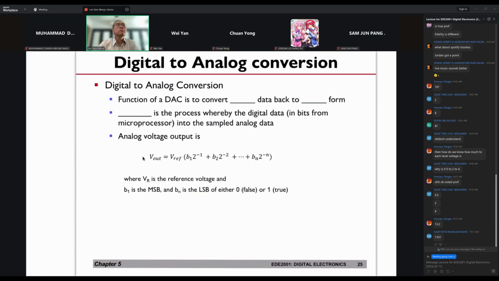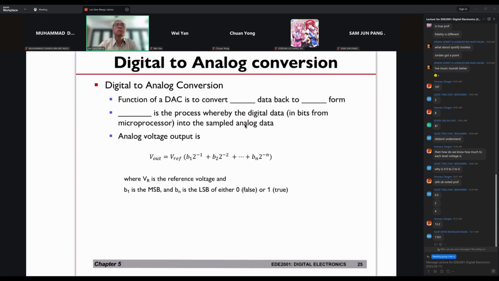Okay guys, welcome back. We're going to continue on the second part of today's lecture. I think we have another few more pages to go, and I think we should be able to complete this. Now, we have been doing analog to digital conversion. Now we're going to do the reverse.